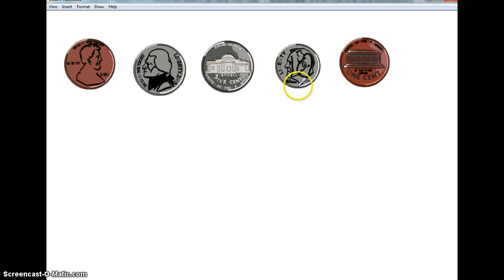After I count my dime, I'm going to look for any more dimes. There are no more dimes, so I'm going to go to the nickels. Well, here's a nickel worth 5 cents. And another nickel worth 5 cents. There's no more nickels, so I'd go and count the next coin, which in this case is the penny, which is worth 1 cent, and the penny worth 1 cent.